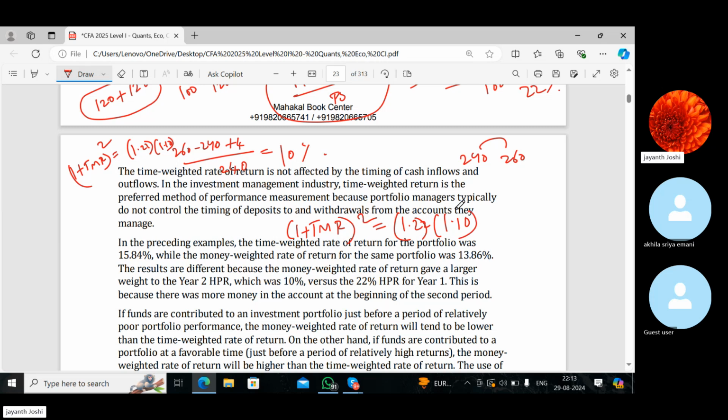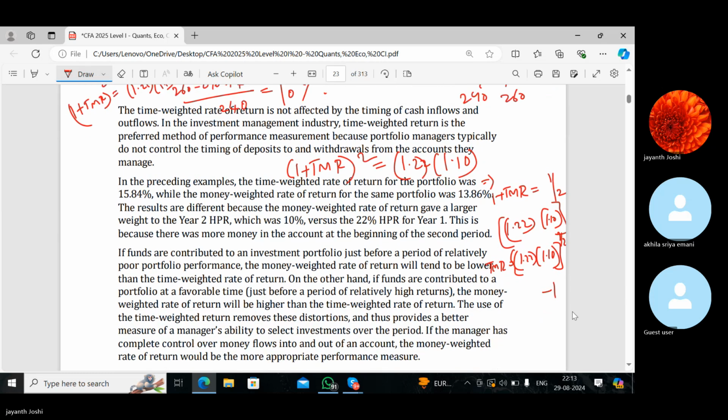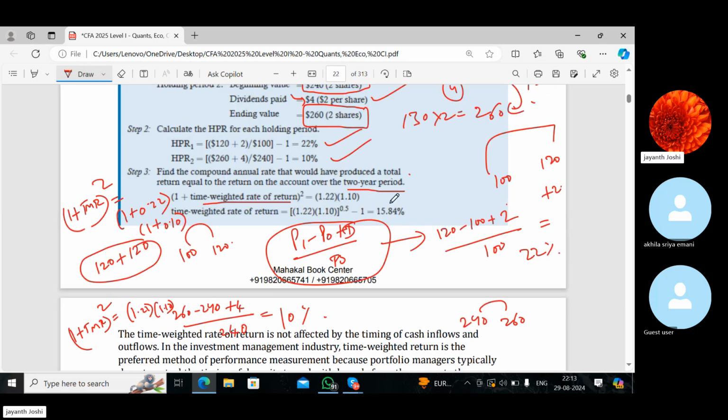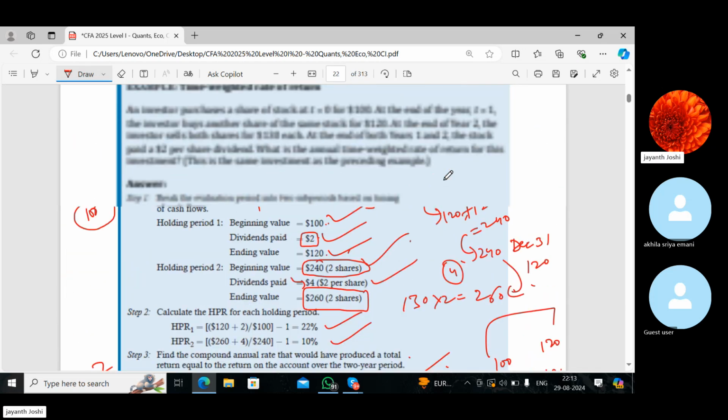1 plus time weighted return is equal to 1.22 into 1.10. I am taking the square to that side, it becomes root. So 1 plus time weighted returns is 1.22 into 1.10 whole power 1 by 2, or square root. Now time weighted returns is equal to 1.22 into 1.10 whole power 1 by 2 minus 1. Can you calculate and tell me? So you should get this answer, 15.84%. Please calculate.